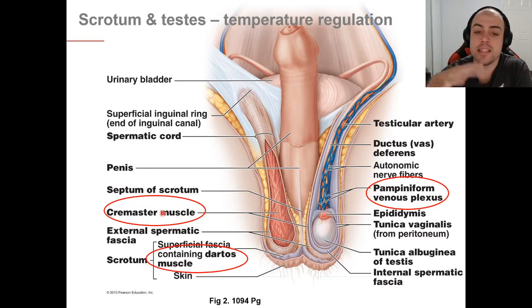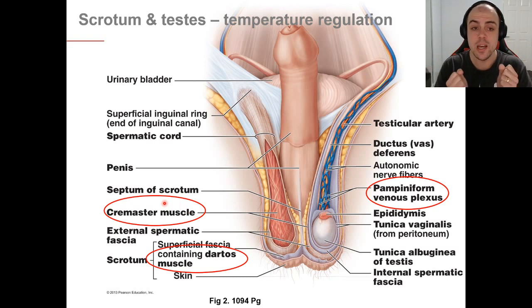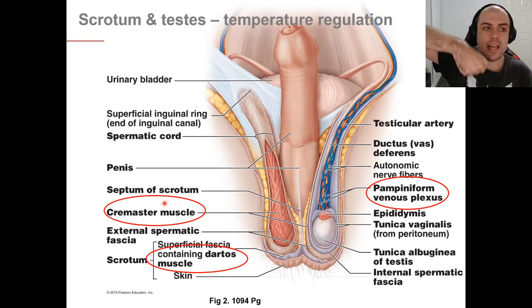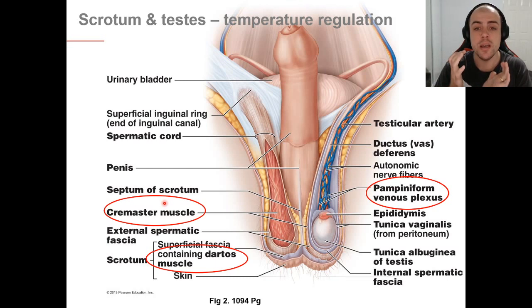Now, in the event that the testes are too cold, okay, we need to warm them up. What we are going to see is effectively the opposite, okay? The cremaster muscle here is going to constrict. And what that will do is pull the testes up and closer to the body to basically retain that heat. And the same with the dartos muscle down here, that is going to constrict. And what that is going to do is pull them closer in. It's going to reduce that surface area and try and hold in that heat.